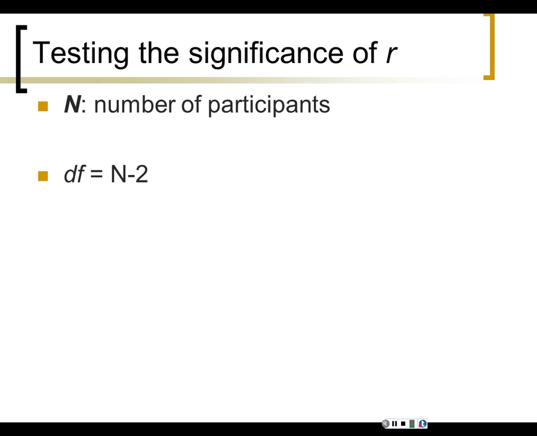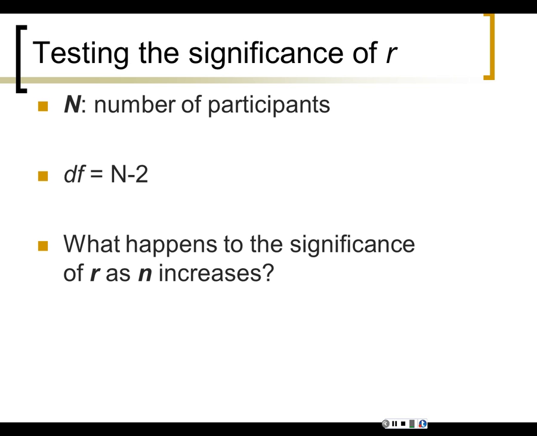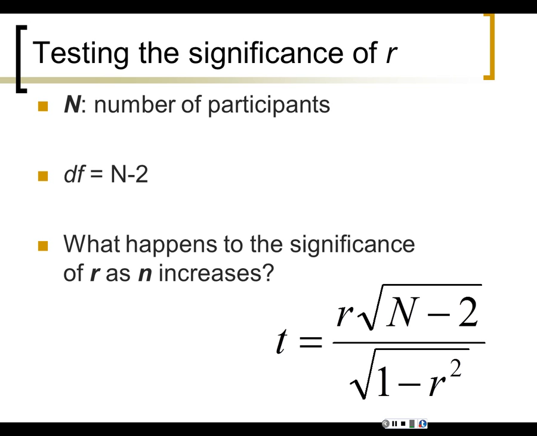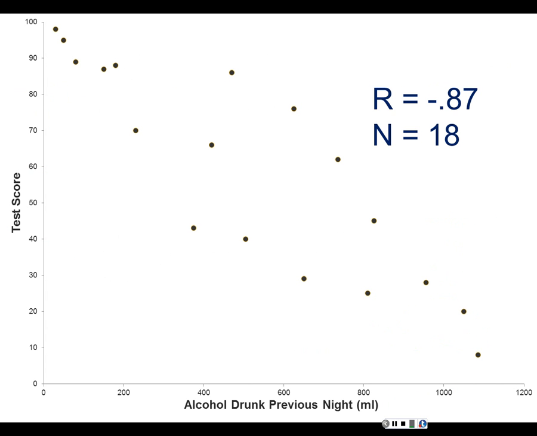what happens to the significance of R as the sample size increases? Now, you should be able to figure this out, but let's just go through it anyway. It shouldn't take too long. There's the degrees of freedom for the t-critical, and it's also in the numerator for t-observed. So here's n equals 18. It's a very strong correlation coefficient. Oh, it's a capital R. Why did I do that?